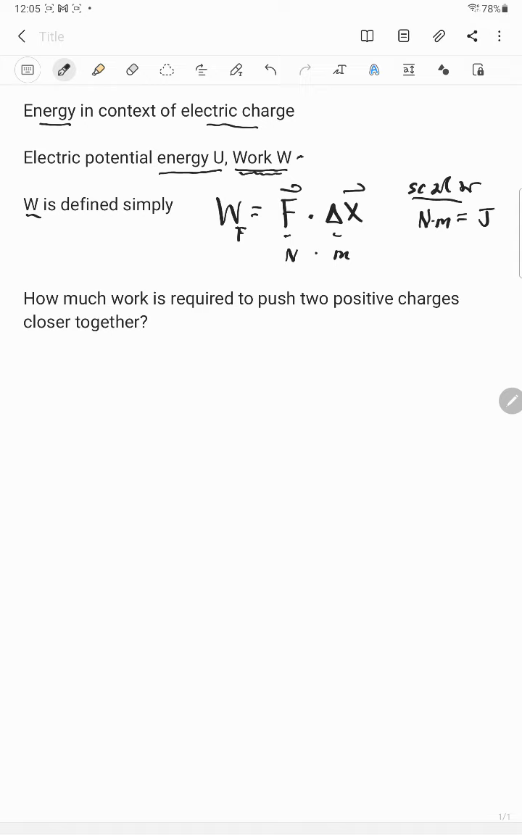So in the context of electric charges, though, we might wonder how much work is required to push two positive charges closer to each other, right? So what I mean by this is let's imagine a particular scenario. So here is a positive charge, and we can call it Q1. And here is another positive charge, and we can call it Q2. And the idea is we want to maybe start them off at some initial distance, D1, and that's the distance between them.